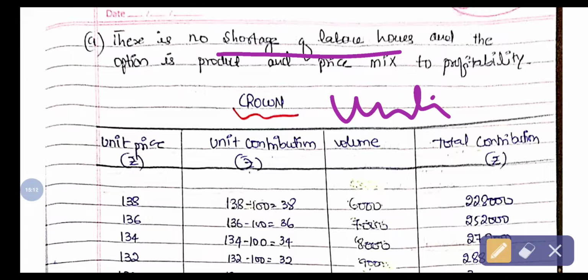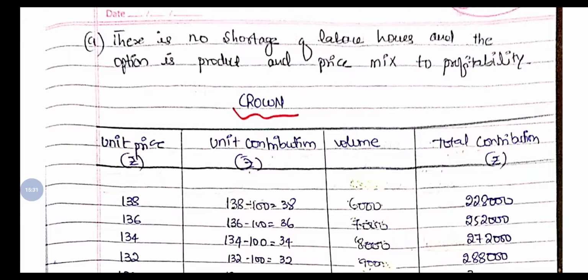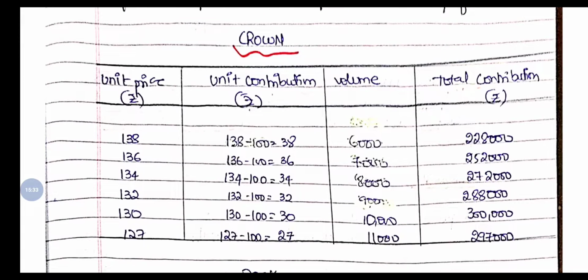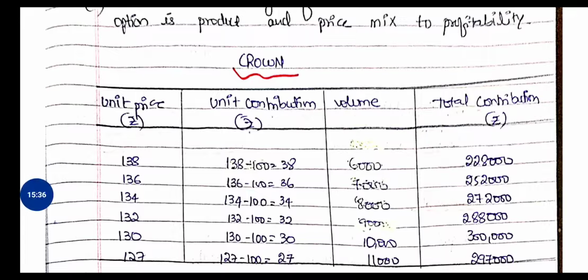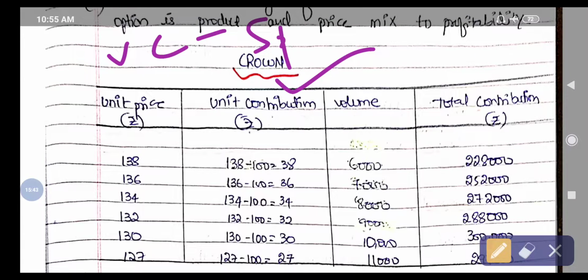As they have told us, they are manufacturing Crown and Peak at a time. So for calculating the profitability, we will consider the option that is product and price mix. We will consider both Crown and Peak products. So first of all, we have to calculate the contribution. We have variable cost and selling price, so easily we can calculate the contribution.